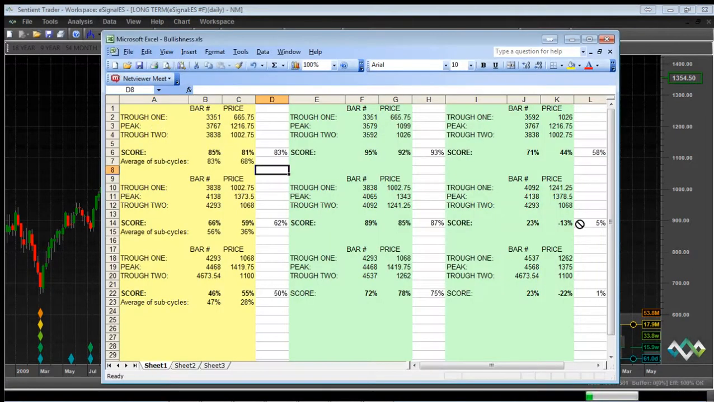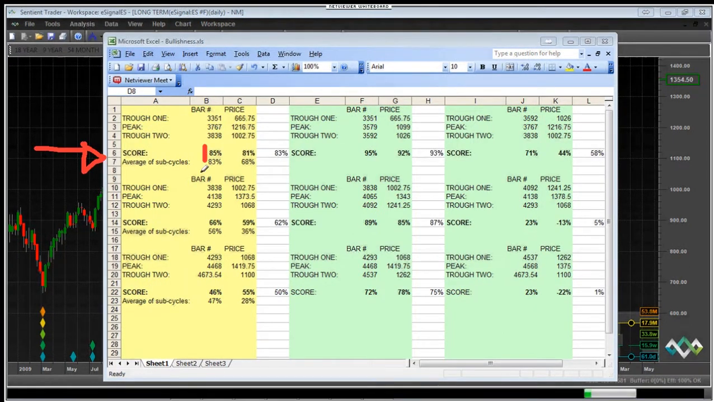So we've got three 18-month cycles. Now I performed this very simple exercise. I've built a spreadsheet, and let me go back to it. Here are the scores for those three cycles. The first cycle, as you can see, gets a first score of 85%, a second score of 81%, which gives us an average score of 83%.